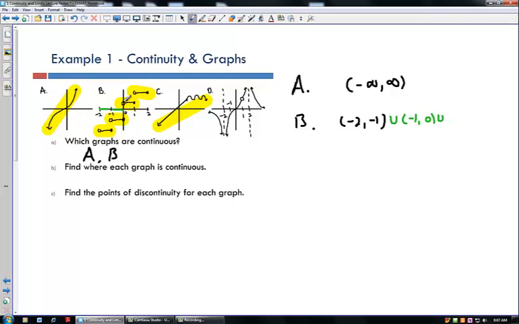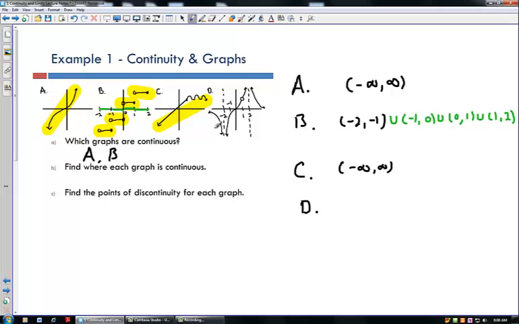So maybe write union, -1 and 0. Union, right, there's a jump here, then it's certainly continuous between 0 and 1, because you can draw it in a continuous manner between 0 and 1. And then also between 1 and 2, so union 1 and 2. And then if we look at the graph, letter C, you'll see it's continuous everywhere, so from minus infinity to infinity.